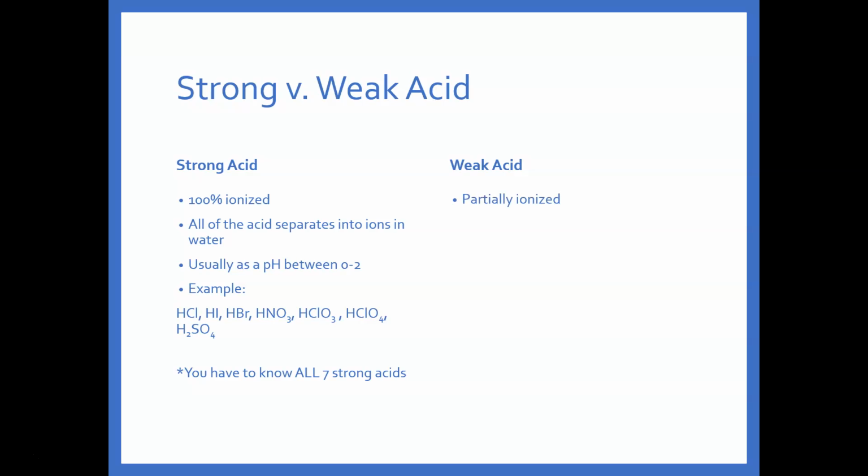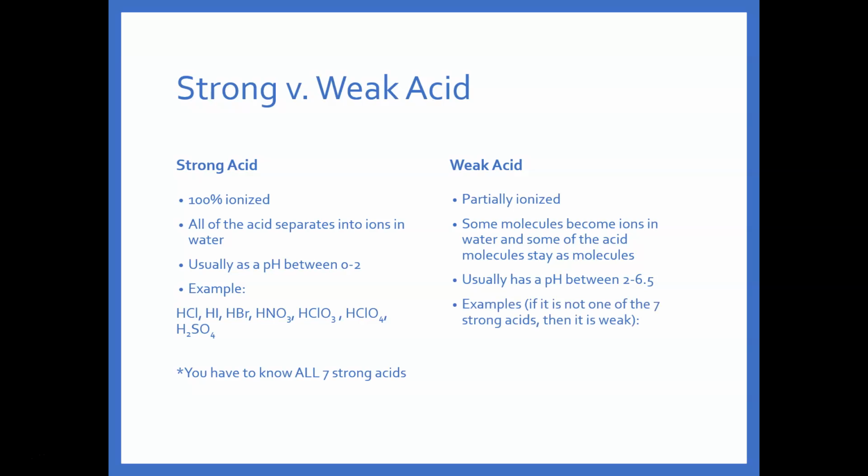Weak acids only partially ionize, so that means some of the molecules become ions in water and some of the acid molecules stay as molecules. They don't break down. These are going to be usually pHs between 2 and 6.5. Technically, if you were not one of those 7 strong acids, you were a weak acid. So I'm not going to ask you to memorize all the weak acids because there are way too many. But some common ones are acetic acid, hydrofluoric acid, and nitrous acid.